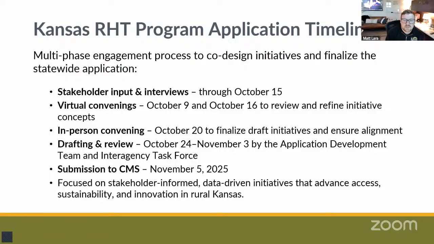So it's moving very fast, and we understand how everybody's time is important, so we appreciate you taking the time to do this. So thank you for your partnership, and we can use this process as an opportunity to see how together we can transform rural health in Kansas.